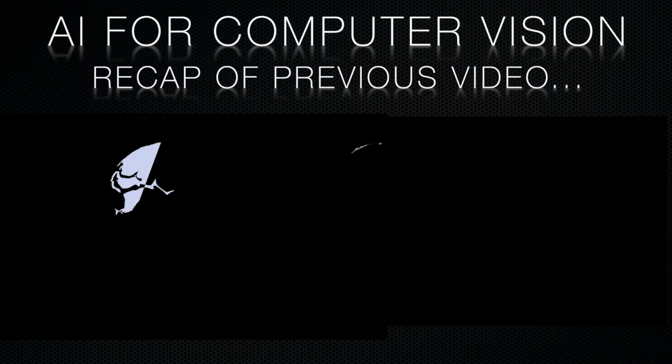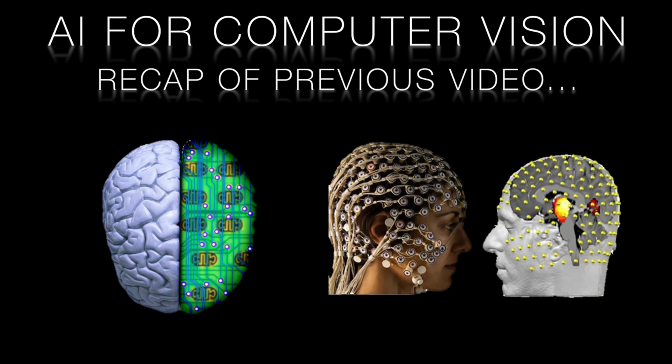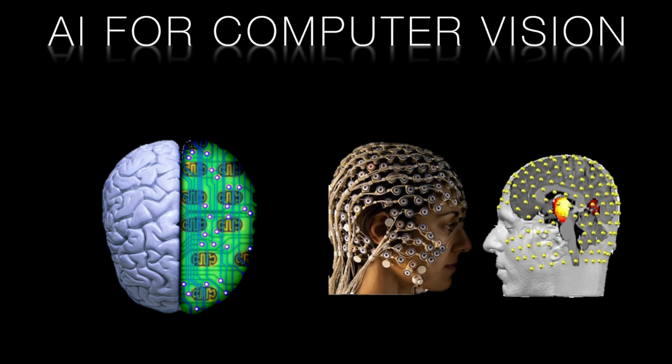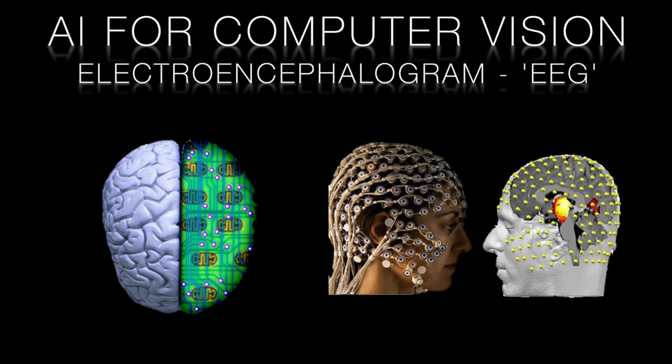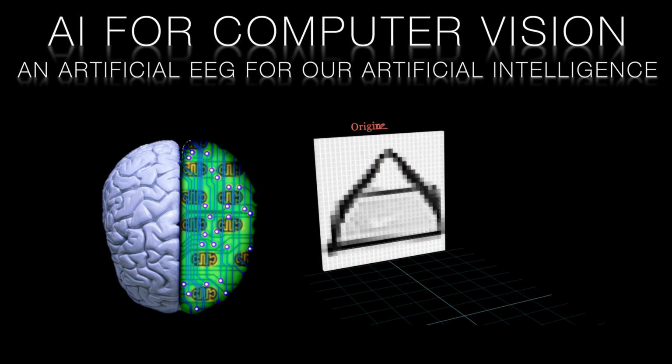In the last video, we built an artificial EEG. Neuroscientists seek to understand and explain the capabilities of the brain. One of the tools that they use is the electroencephalogram, or, more simply, EEG. This records electrical activity on the scalp. This activity represents the macroscopic activity of the brain.